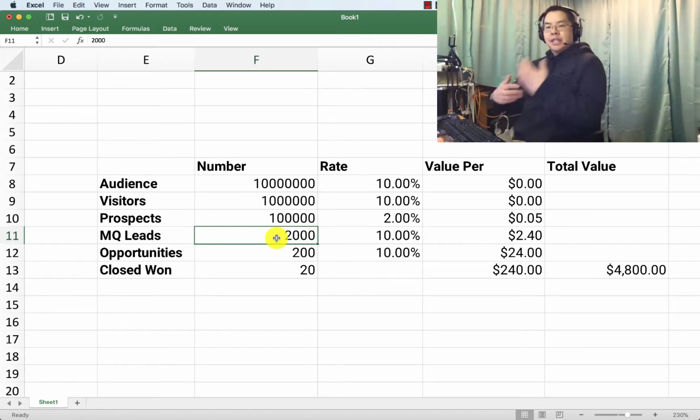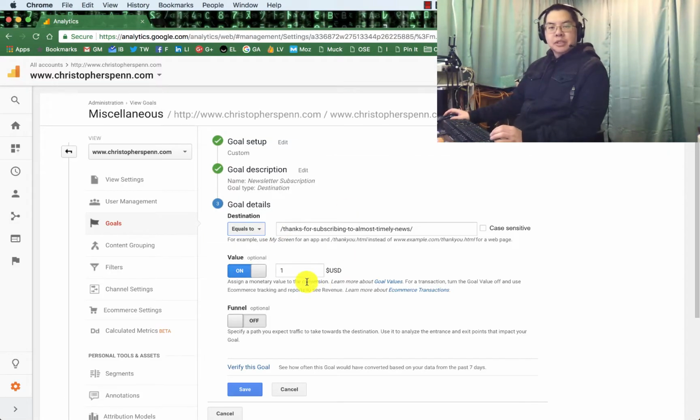So that's how you do this. That's how you build these. It's a very simple spreadsheet. Again, nothing complex, no super crazy math here, but then putting it into Google Analytics gives you the ability to see the impact across the board.